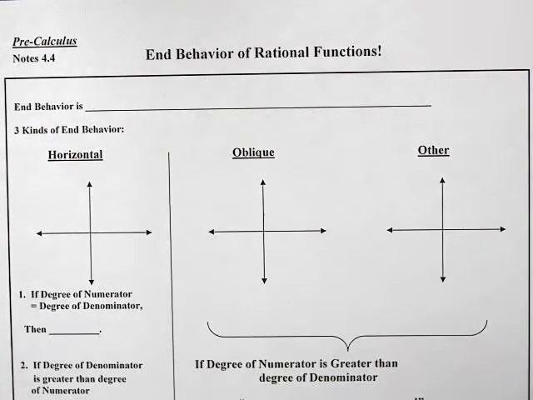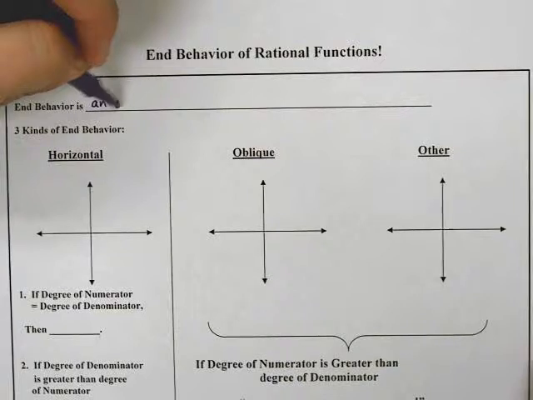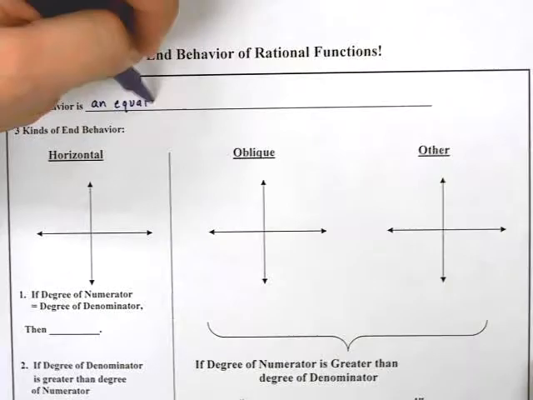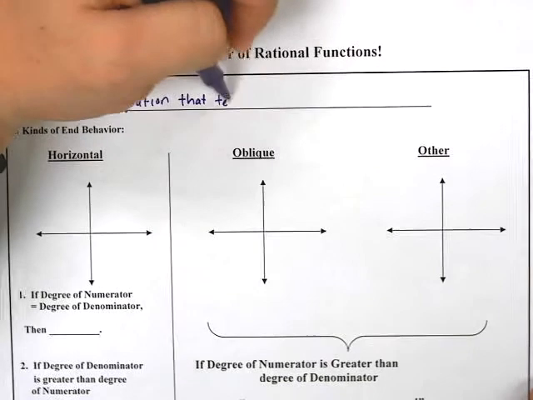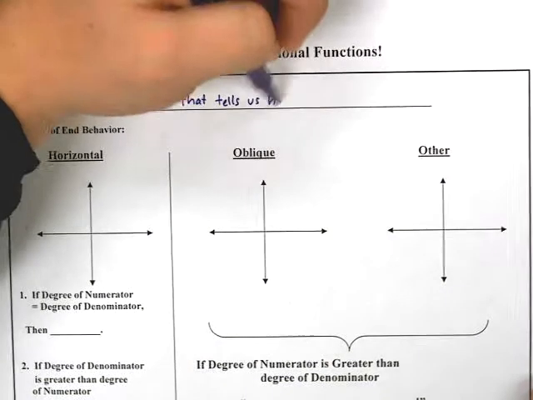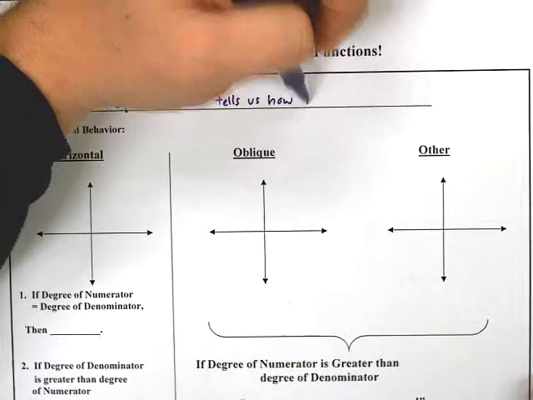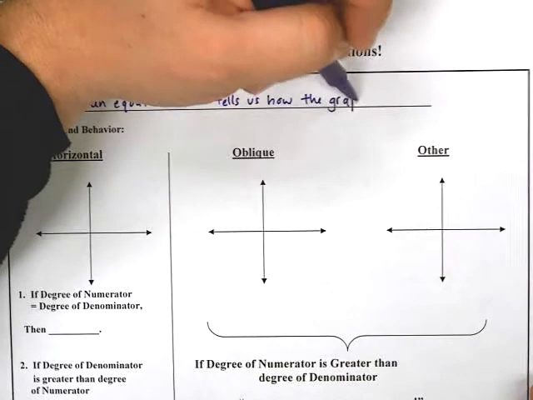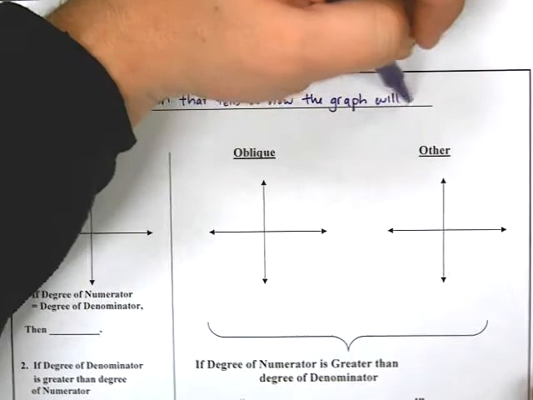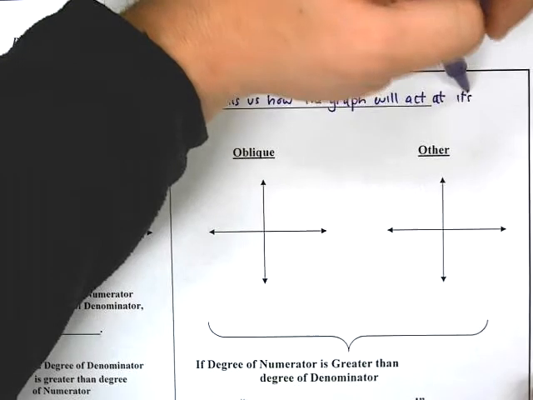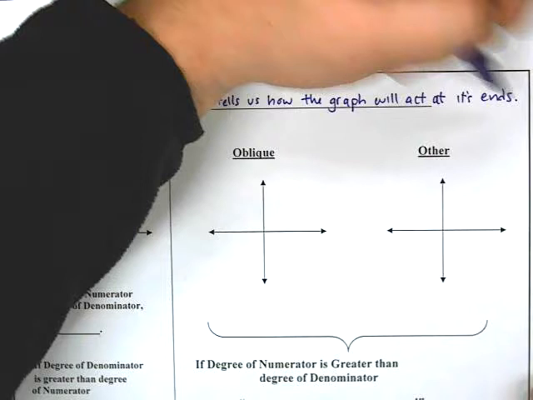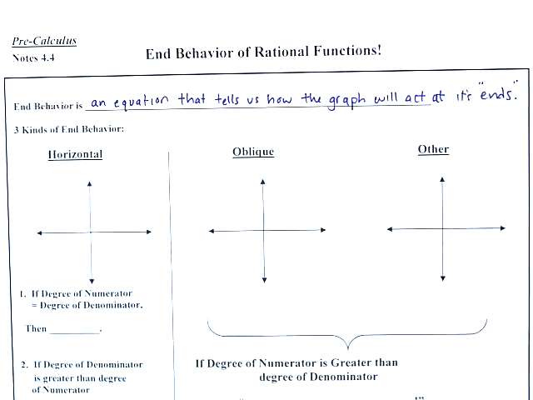An end behavior is an equation that tells us how the graph will act at its ends. Okay? It's an equation that tells us how the graph will act at its ends.